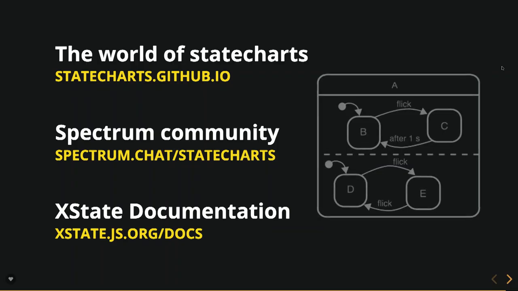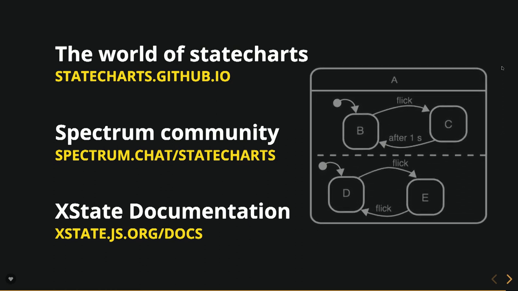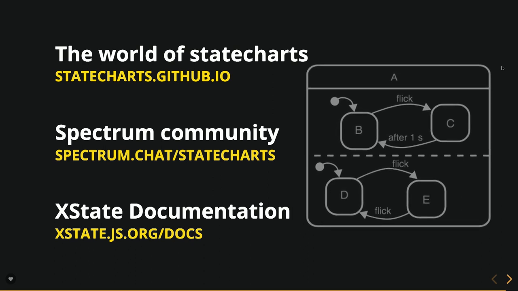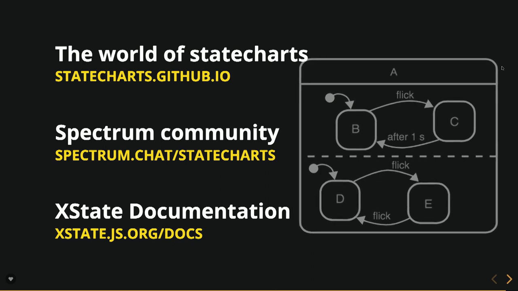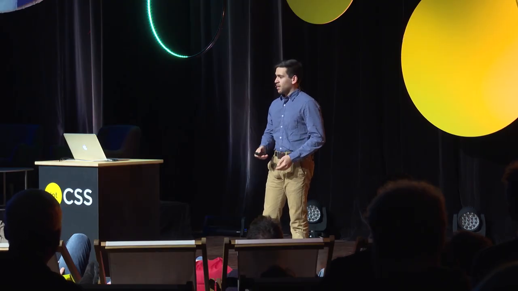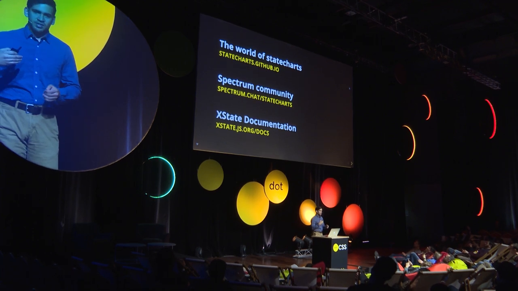So there's a lot of resources available for you if you want to get more into this subject. I could only cover so much in 18 minutes. There's the World of Statecharts, which is a nice, gentle introduction to why we should be using finite state machines and statecharts. There's also the Spectrum community, where you could ask any question, and it's a nice format for just discussing all of these certain things. And also, of course, the XState documentation at xstate.js.org/docs.